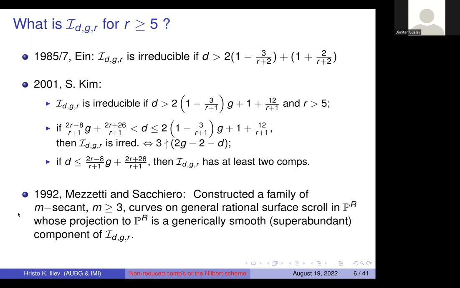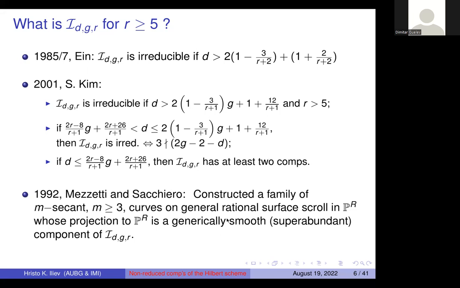constructed a family of m-secant curves for m greater than or equal to 3, which in fact provides another component in addition to the so-called principal component or distinguished component of the Hilbert scheme. And it turned out that such families of curves exist for this exact number that appears here in the first claim of Hristo Iliev, namely this number, 2 times 1 minus 3 divided by r plus 1 and so on.